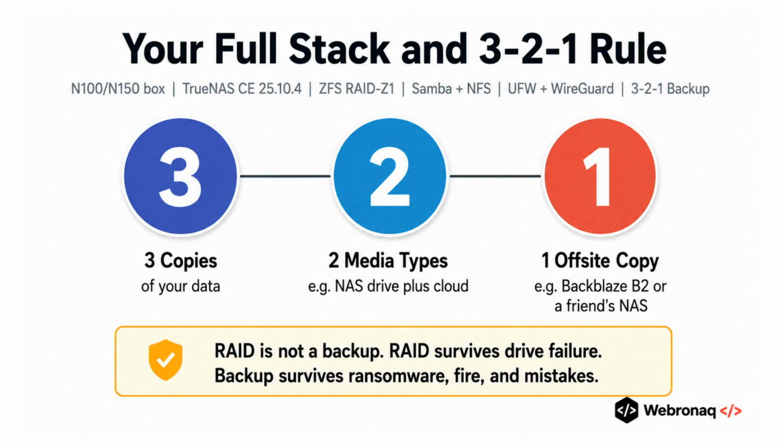RAID is not a backup. RAID protects you from a single drive failing. It does nothing for ransomware, accidental deletion, fire, or theft. The rule you need is 3-2-1. Keep 3 copies of your data on 2 different types of media, with 1 copy stored offsite. A service like Backblaze B2 covers that third offsite copy automatically. Build the NAS, run the ZFS pool, and then implement 3-2-1 on top of it. That is your complete protection story.